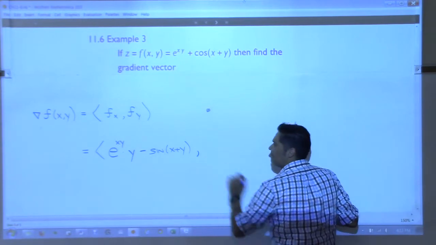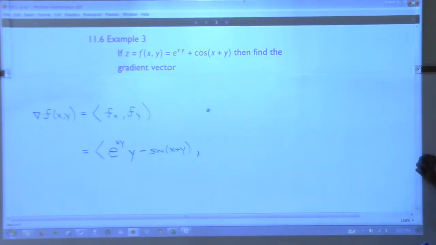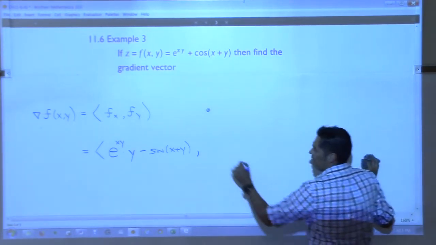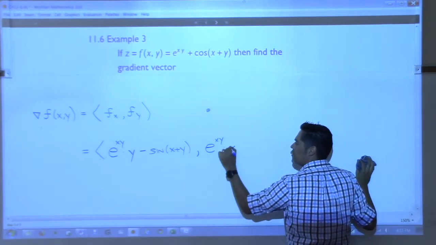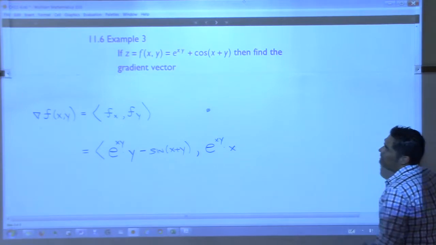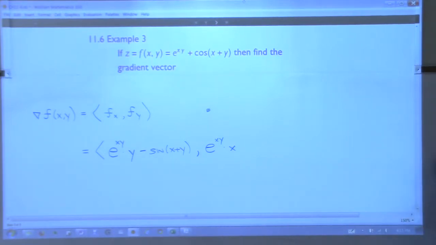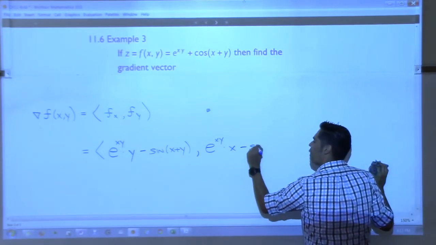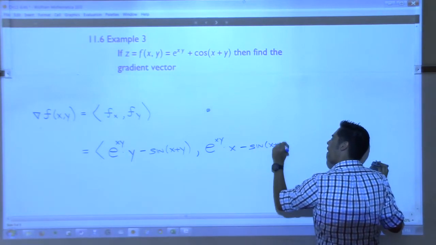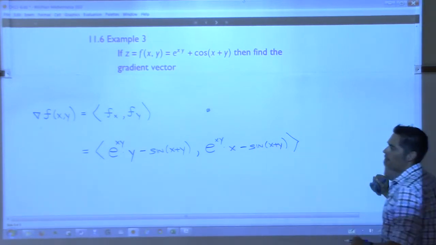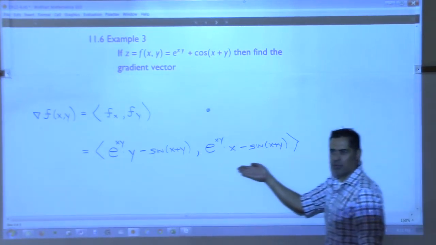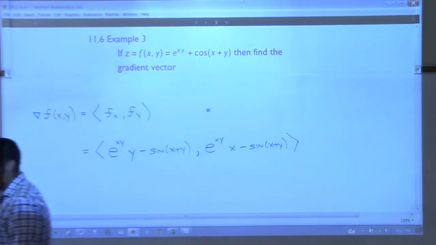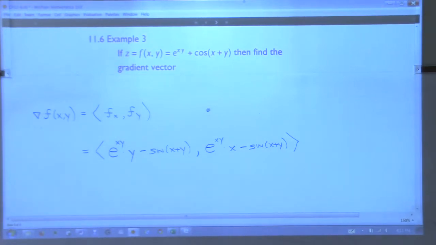Comma. Now the derivative of f with respect to y. Again, e to the xy, but this time times x instead of y. And then the second part, same thing, minus sine of x plus y. And then close this off. This is the gradient vector right here. That was just practice to make sure we understand how to calculate the gradient vector.